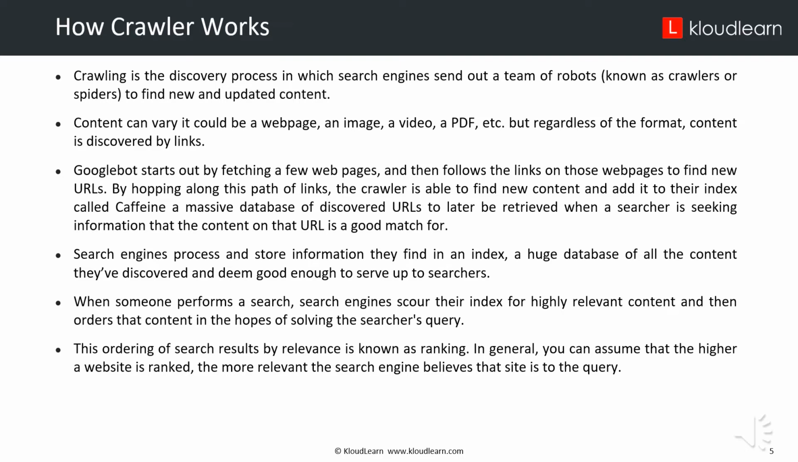Search engines process and store information they find in an index, a huge database of all the content they've discovered and deem good enough to serve up to searchers. When someone performs a search, search engines scour the index for highly relevant content and then order that content in the hopes of solving the searcher's query. This ordering of search results by relevance is known as ranking. In general, you can assume that the higher a website is ranked, the more relevant the search engine believes that site is to the query.